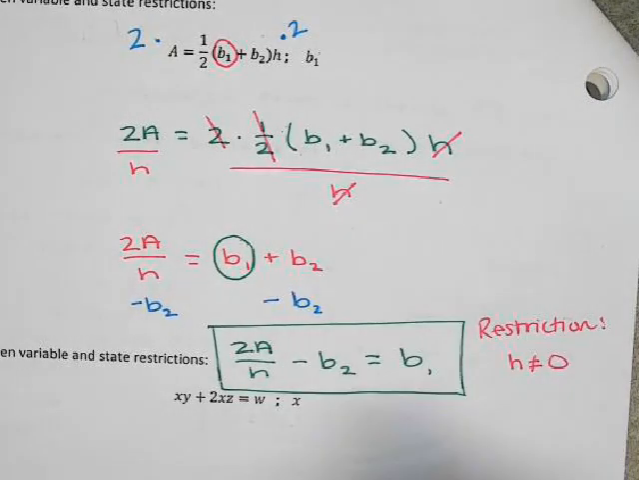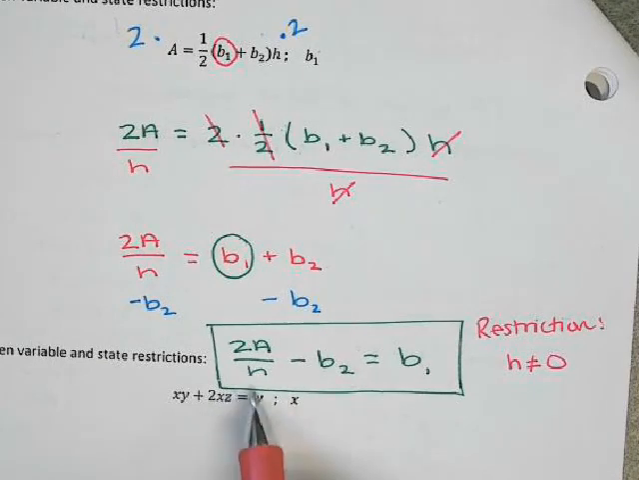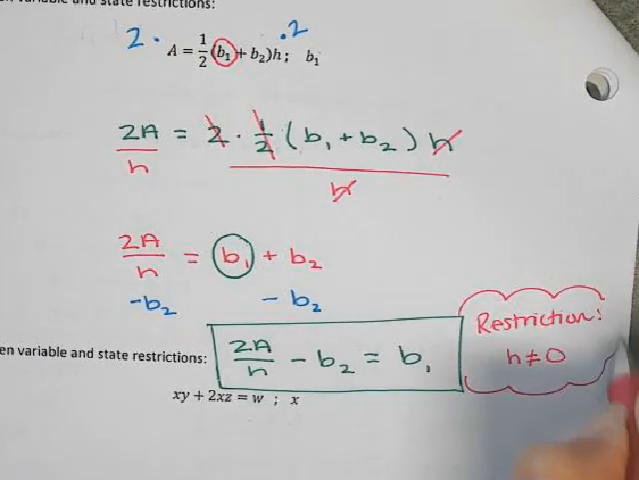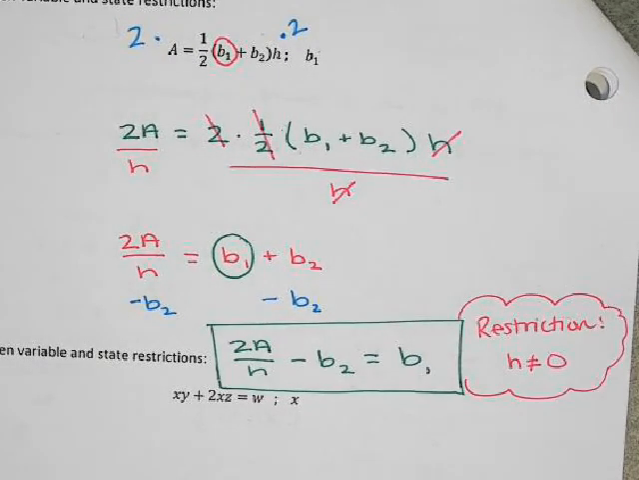So the restriction is that this variable is not allowed to be 0, because then we would be dividing by 0. So that's the restriction that goes along with that equation. It only applies to a variable if it's in the denominator, because we cannot divide by 0.